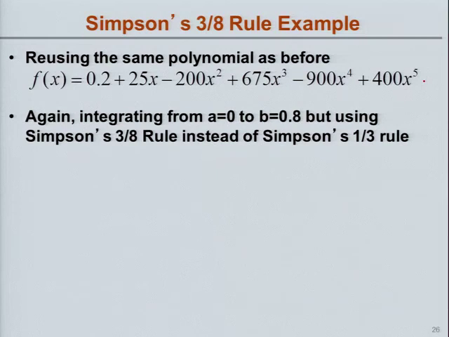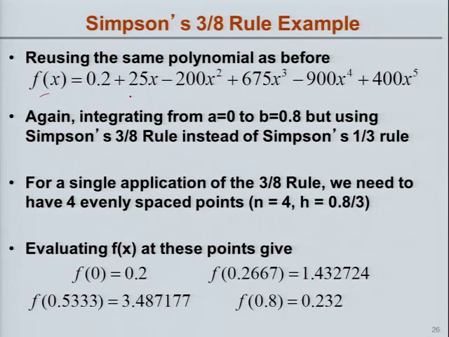So if we go through the same example we've had a look at already, use Simpson's 3/8 rule, we now need 3 segments and 4 points. Okay, so our mesh spacing now, it's a little bit more inconvenient for this example. It's 0.8 divided by 3. So the function values are going to be 0.2, 0.2667, etc. Yeah, that's correct.